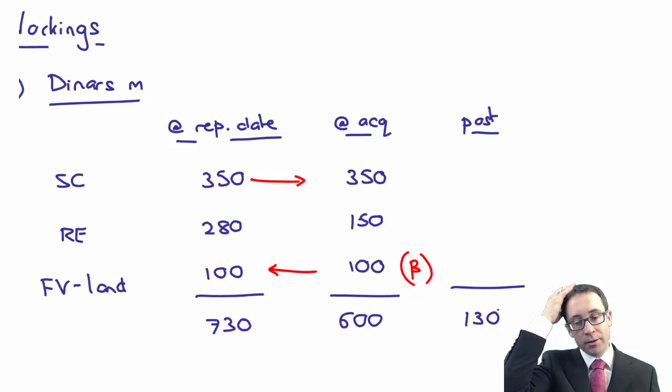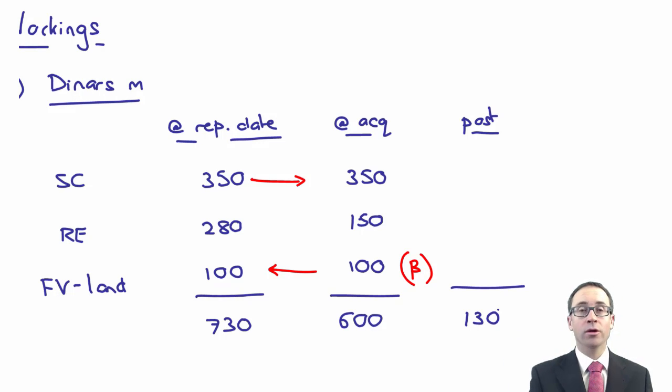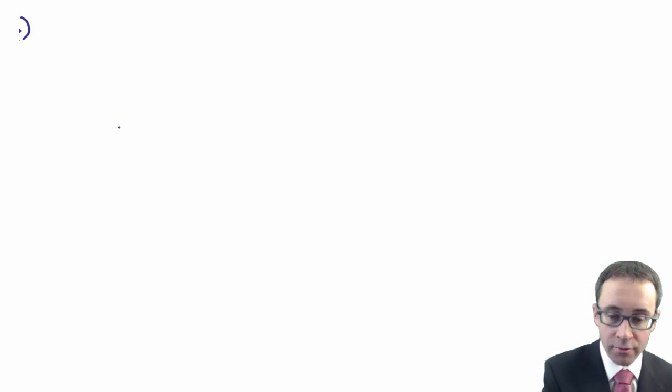The post-acquisition movement between the two is 130, isn't it? Okay, and that's entirely due to the retained earnings. There's no movement in your other component of equity. Once we've done working 2, we can then go through with working number 3.